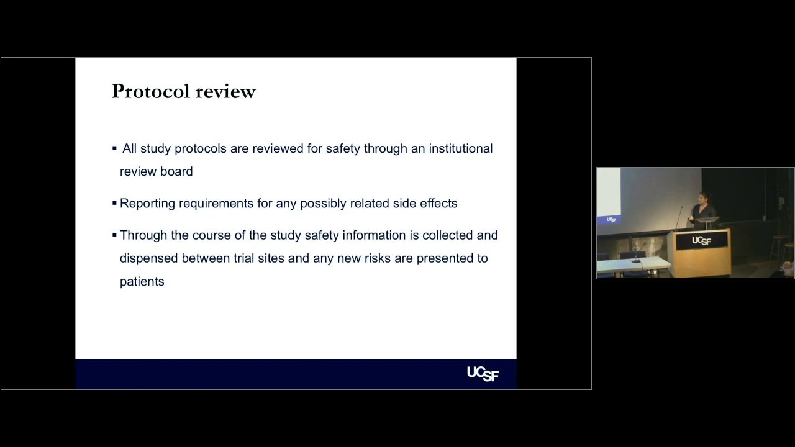And then during the course of the trial, we have very strict reporting requirements for safety. So anytime we get safety information, especially in the phase 3 trials where we have multiple sites, safety information is dispensed between the sites, and then the patients are notified of any new risks that we come across.